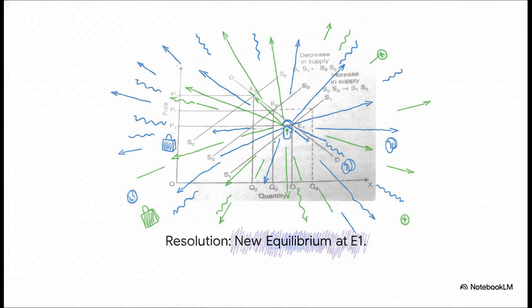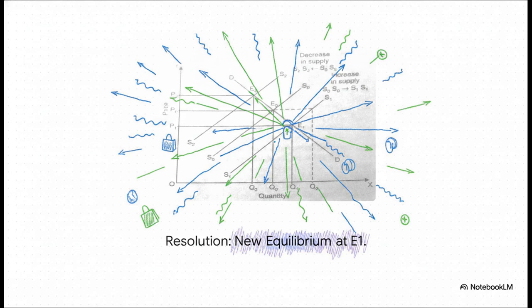And this brilliantly illustrates our new normal. Check out that new intersection point labeled E1. By pushing the price up, the market has completely resolved the shortage. At E1, we now have a higher equilibrium price, OP1, and an increased equilibrium quantity, OQ1.